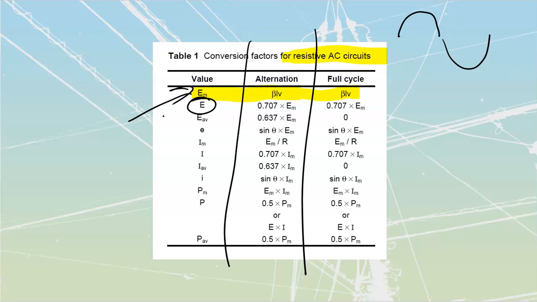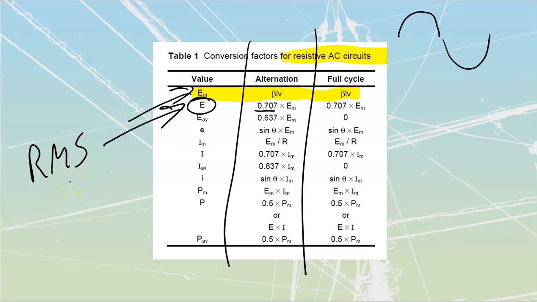Anytime that we see an E or a V or a voltage value that does not have a subscript, it means that this is going to be my RMS value, which stands for root mean square. We also call this our effective value. It's a complicated method that they use to develop this whole root mean square, but it works out to be 0.707 of whatever my E max is going to become. And this is going to give me the same sort of effective heating as if I had a DC supply.